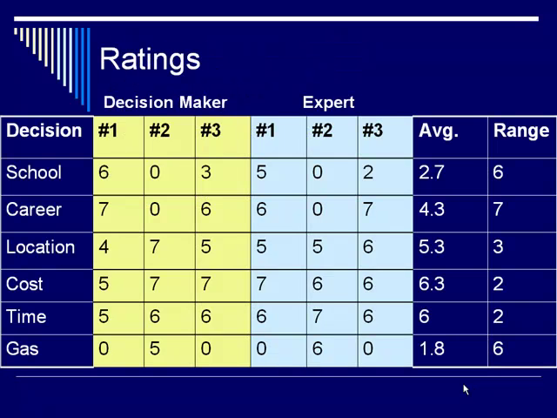This table shows the ratings of relative importance of each category as it pertains to each decision. Both Judy and an external expert rated on a scale of 0 to 7, 0 once again being irrelevant and 7 being very important for each category. Then the averages and range, which is the difference between the highest and lowest ranking, were calculated for each category. Notice that the decision maker's rankings are shown in yellow and the expert's are shown in blue.